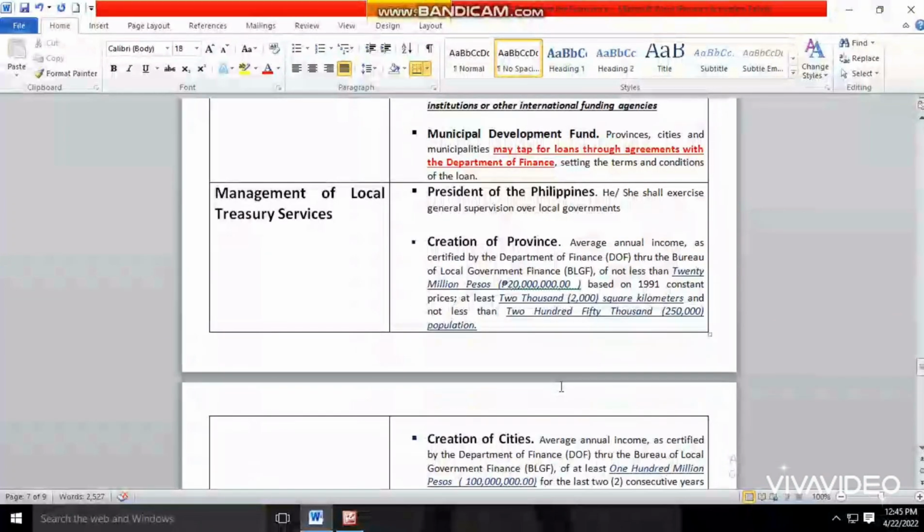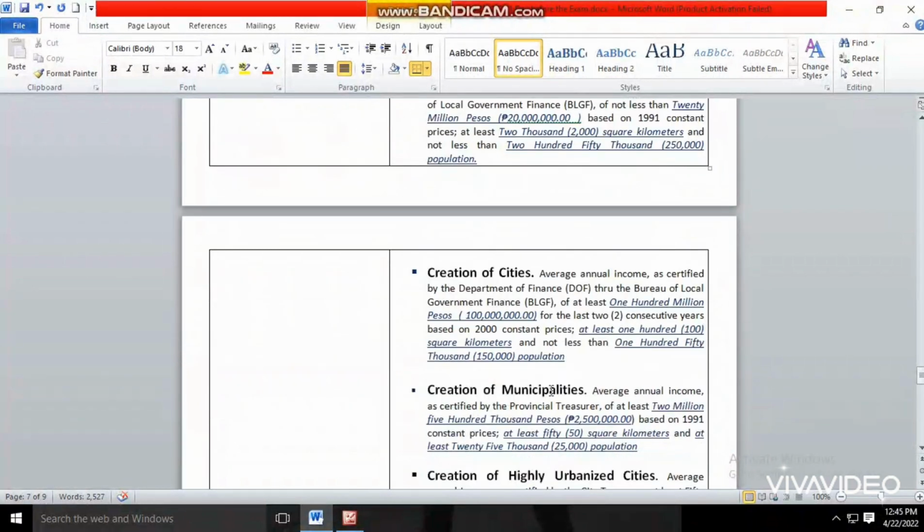Now, let's talk about the creation of province. Basically, ang ano natin dito ay itong tinatawag na IPL, Income, Population, and Land. So, let's familiarize with the creation of province. 20 million for the income, 2,000 square kilometers for the area, for the land, and then 250,000 the population. The city, 100 million, 100 square kilometers, and 150,000 population.